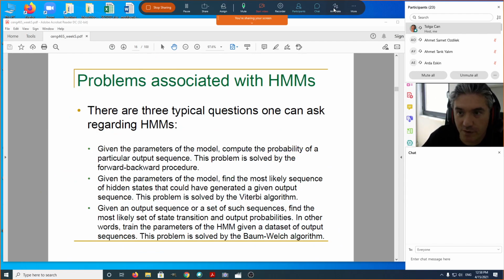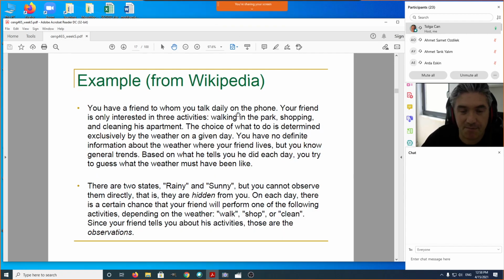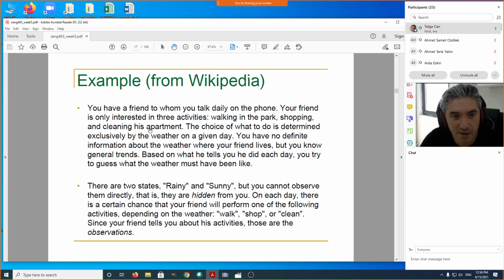All right, let me continue with our first example from Wikipedia. This is our story. We have a friend to whom we talk daily on the phone. Our friend is only interested in 3 activities: walking in the park, shopping, and cleaning his apartment. The choice of what to do is determined exclusively by the weather on a given day. And we have no definite information about the weather where our friend lives. So he's probably in a different city, and we don't have access to AccuWeather or the news weather channel to see what the weather is like in the place where our friend lives.